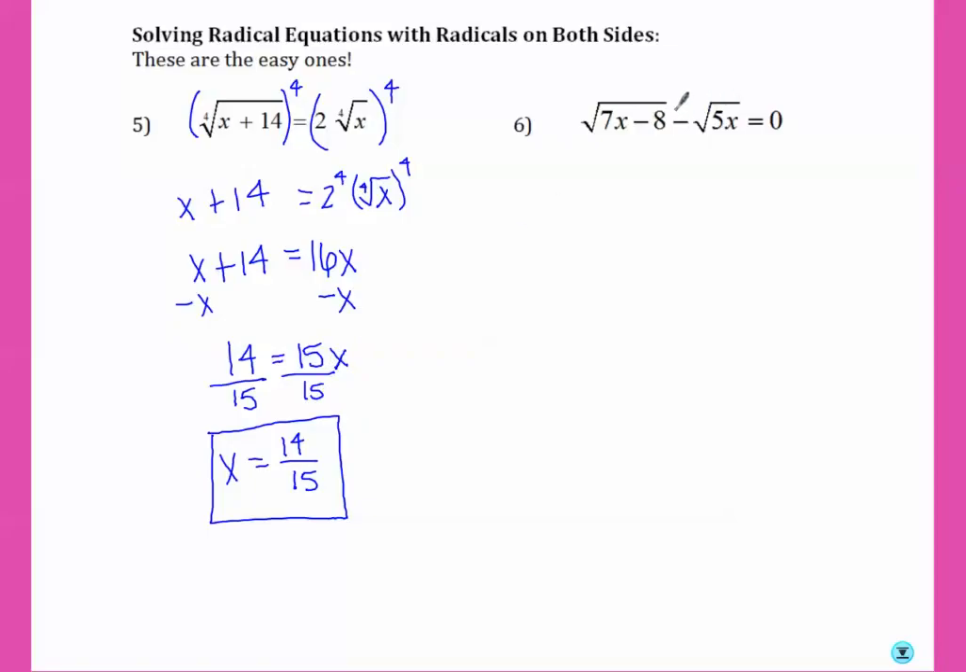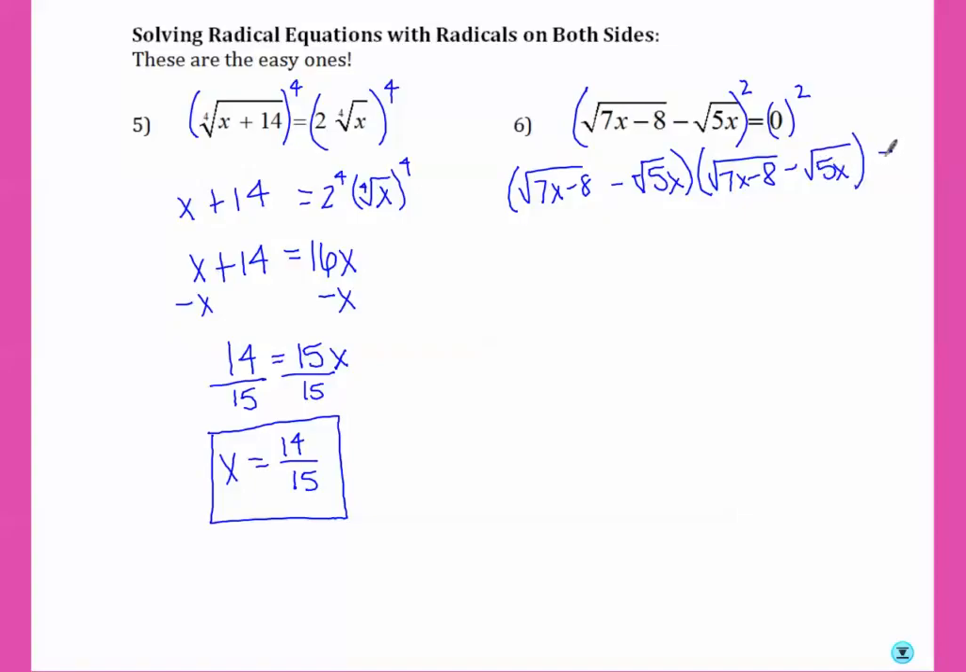Now in number 6, our two square roots are on the same side. So if we went to just square both sides, we would have to multiply out the square root of 7x minus 8 minus the square root of 5x times the square root of 7x minus 8 minus the square root of 5x equal to 0. And we'd have to double distribute or FOIL that all out, which is going to be ugly.